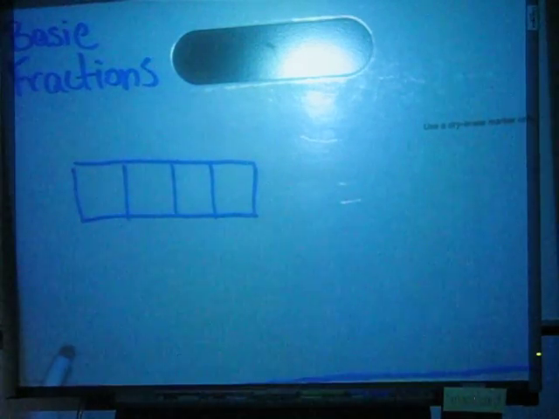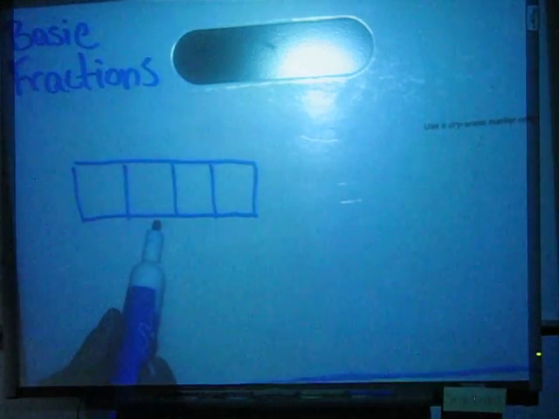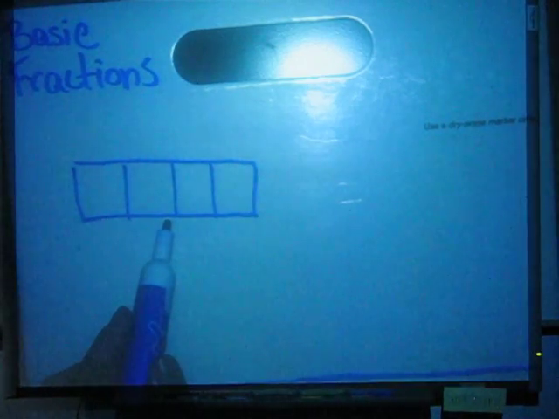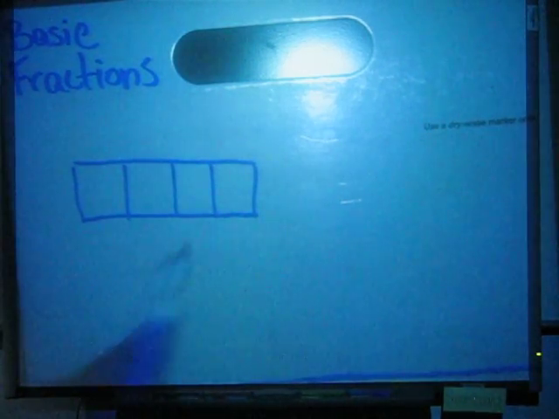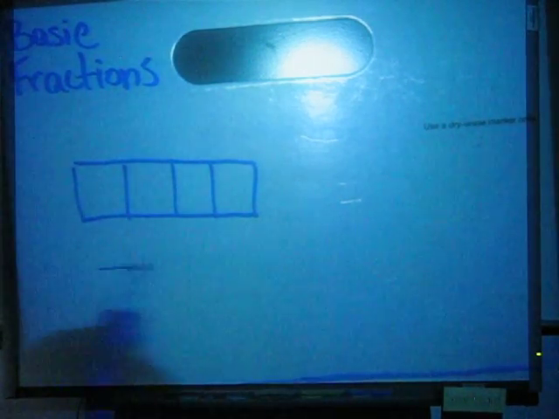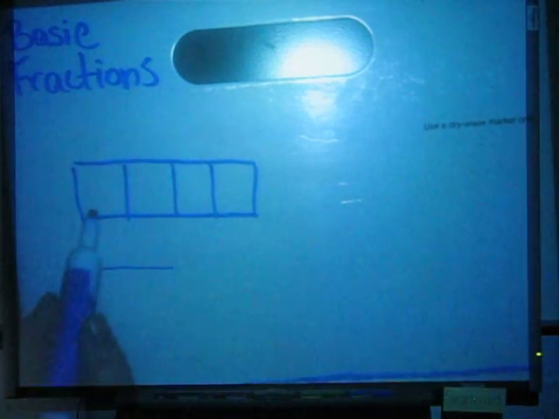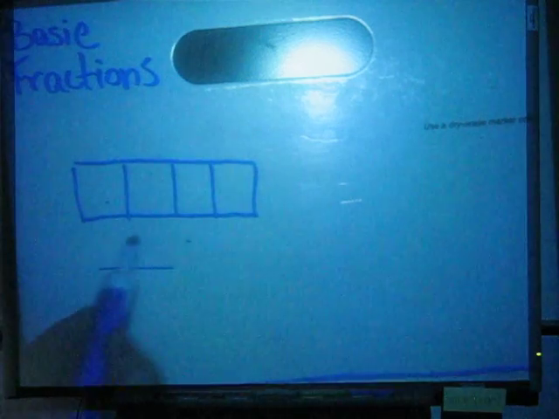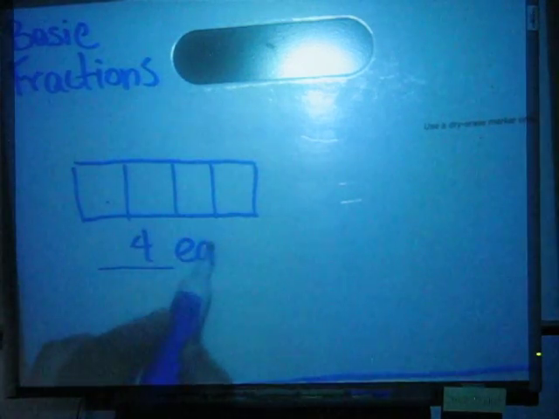Now, one big thing in fractions is that I have to have equal parts. Now, I'm not an amazing artist, but this is my best at making equal parts, and it takes practice. But this is my drawing, and I'm trying my best to make equal parts. But I have to have equal parts in a fraction. So I ask myself, well, how many equal parts are there? 1, 2, 3, 4. There's 4 boxes, so there's 4 equal parts.